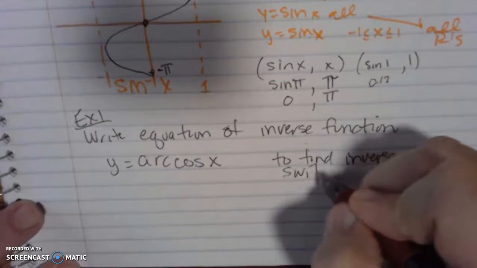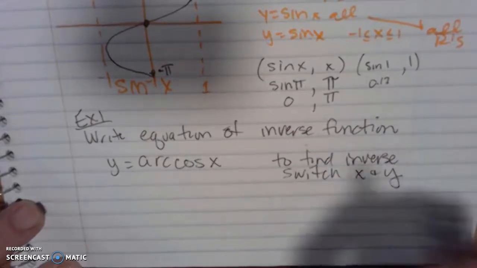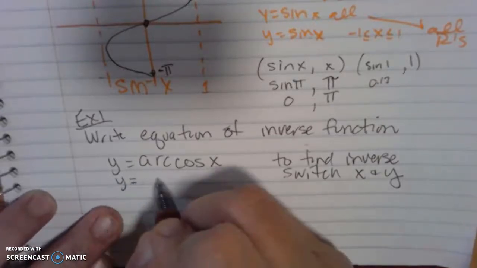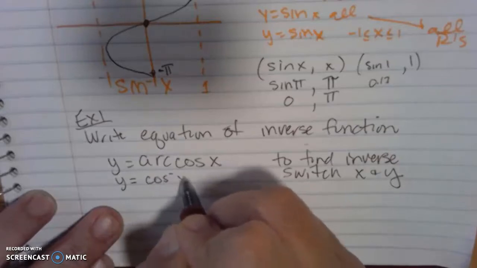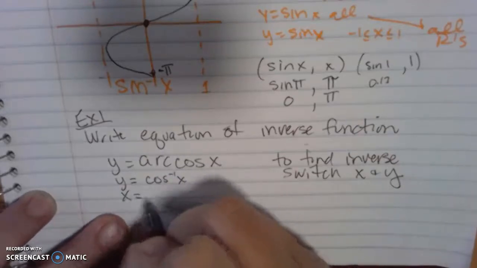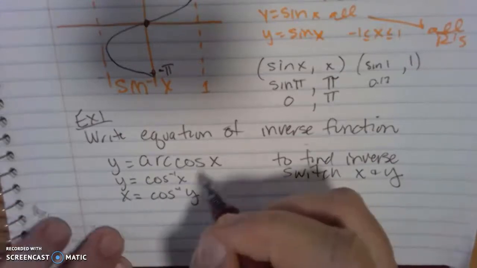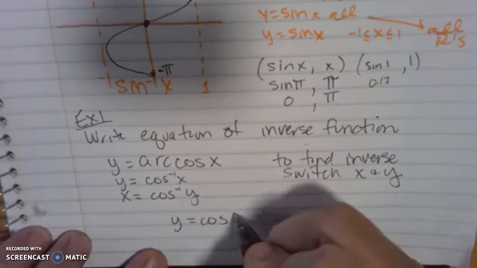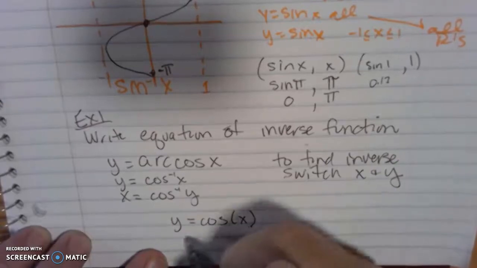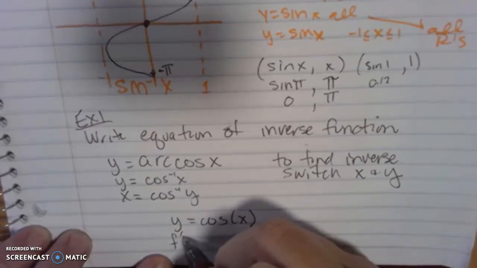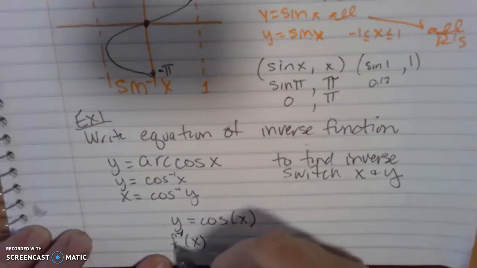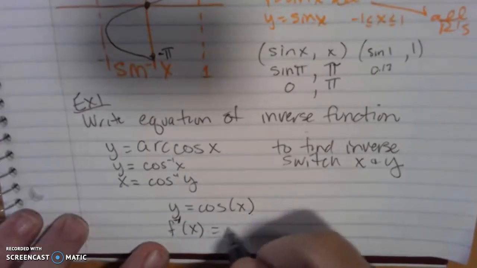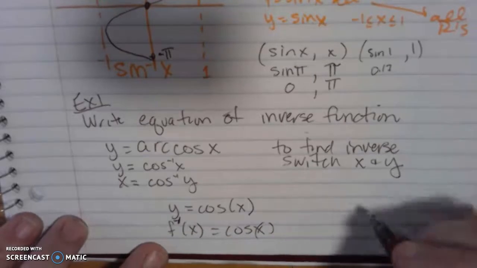we are going to switch the x and the y. So I can write this as y equals cosine inverse of x, which becomes x equals cosine inverse of y. Well, if this is true, then I can just change this to y equals cosine x, right? The inverse function, the inverse of x, is cosine x. Okay, and we go to graph it.